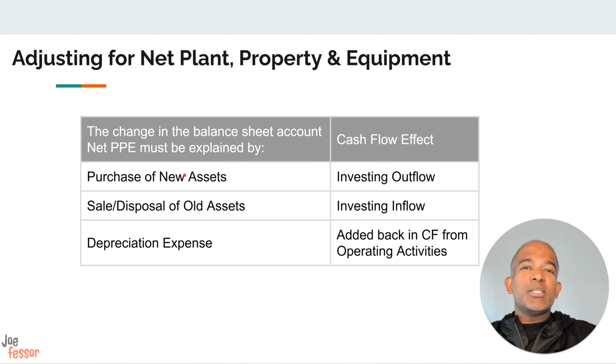First, purchasing of new assets causes an investing outflow of cash. This is a deliberate strategic spending decision by management. Second, the sale or disposal of old assets generates an investing inflow of cash. And third, depreciation expense also affects the net PPE balance. However, this is a non-cash expense, which is why we added it back in the cash flow from operating activities section. When preparing the statement, we must find the individual cash amounts for the purchases, which is the outflow, and sales, which is the inflow, to report them separately in the investing activities section.